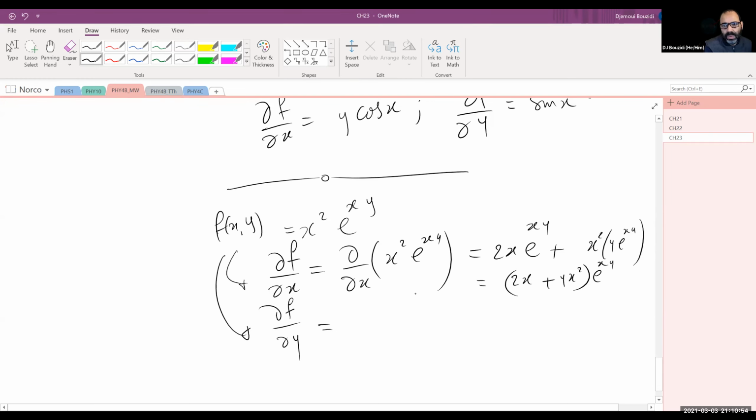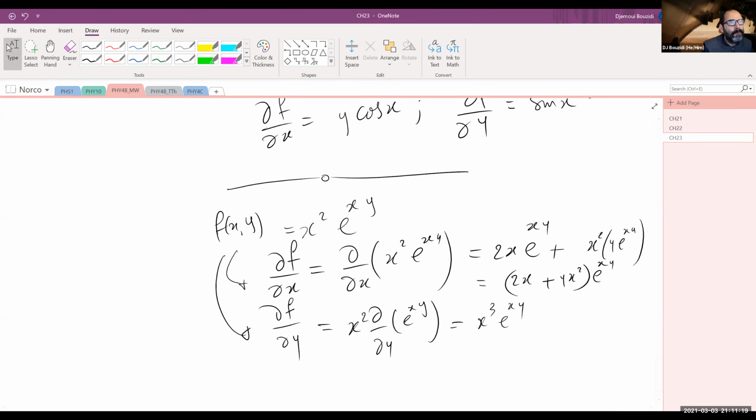Okay. This one with respect to y is easy now because I only have y in the exponential. So x squared is constant, so we don't care for it. It's going to stay x squared, and the partial with respect to y of e to the power xy, because there is no y dependence in the prefactor. For that, I'm going to drop an x because I'm taking the derivative with respect to y. So it's going to be x cubed exponential xy. Make sense?